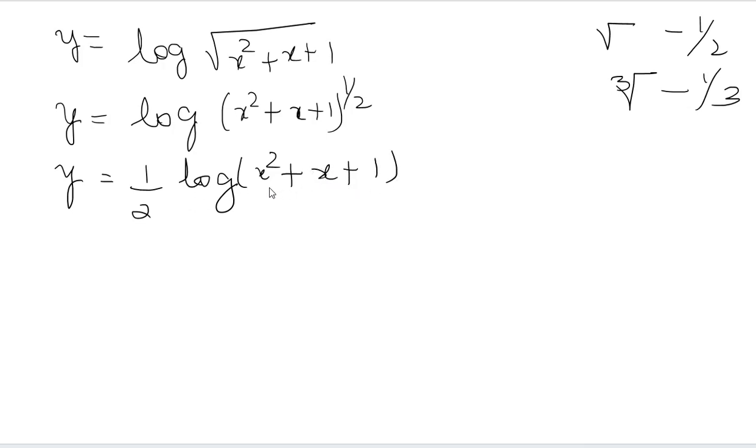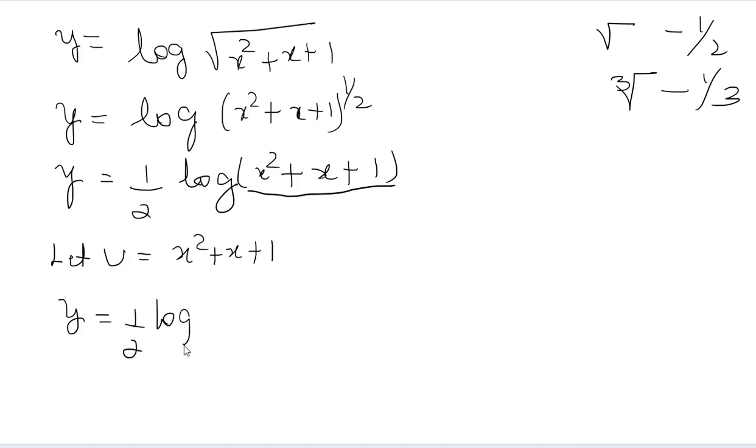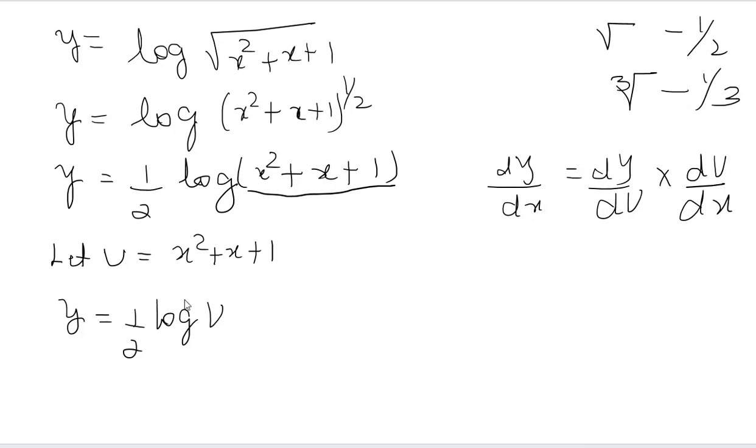Now since this is very complicated, we replace this complicated part by u. Let u be x square plus x plus 1. So we get y is equal to half log u. And now we write down a formula. The formula is dy by dx is dy by du into du by dx. Now our goal is to find this dy by du into du by dx.